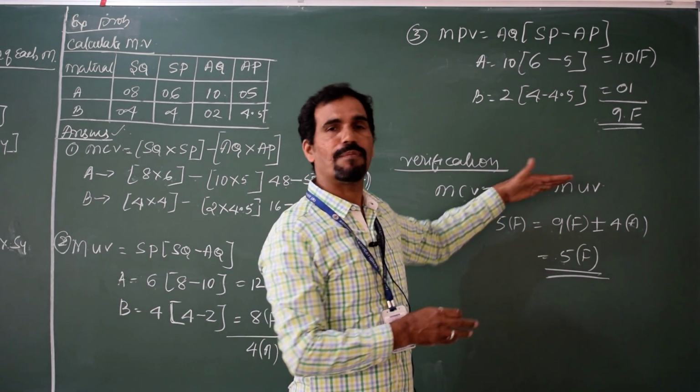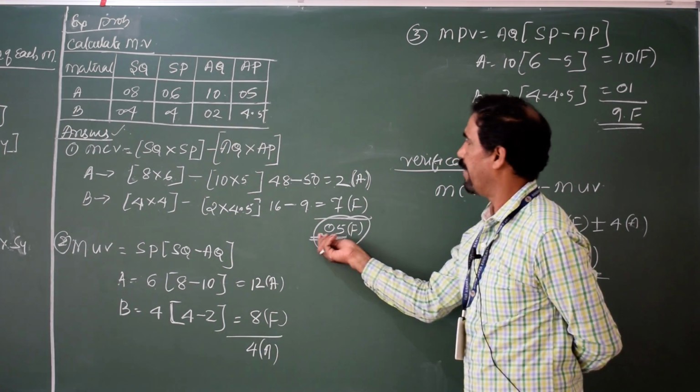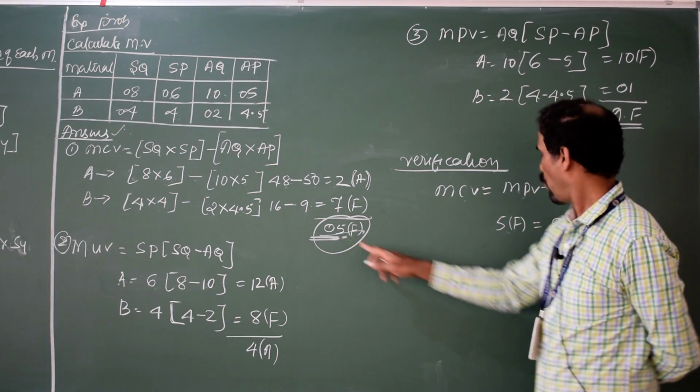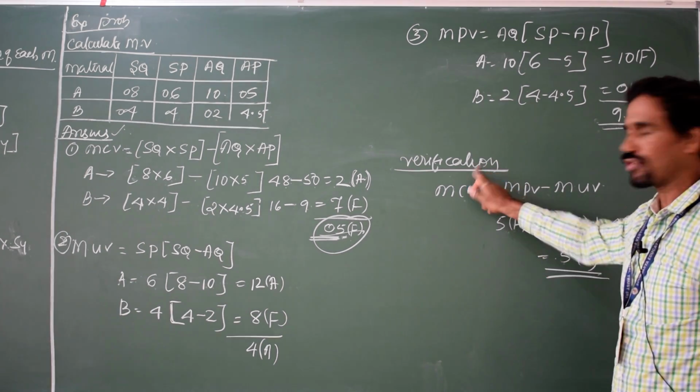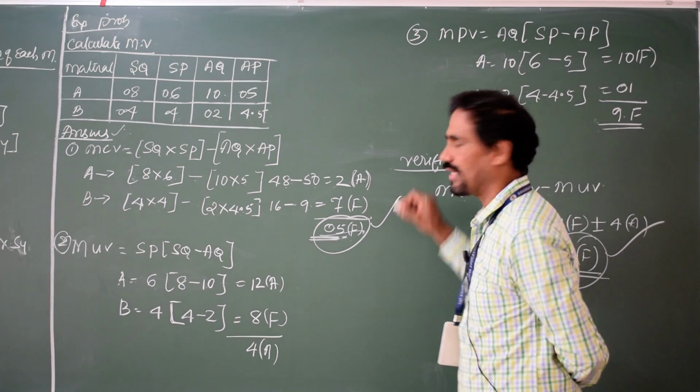So we apply the same formulas. Check the material cost variance, 5. The verification is also 5. So 100% we have the right answer.